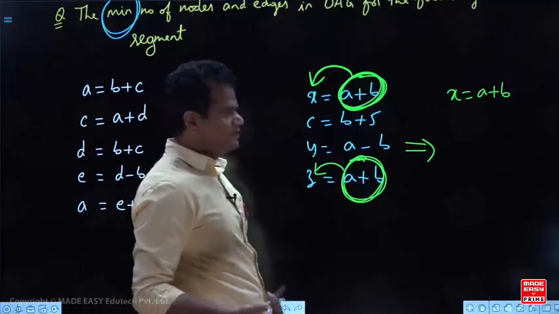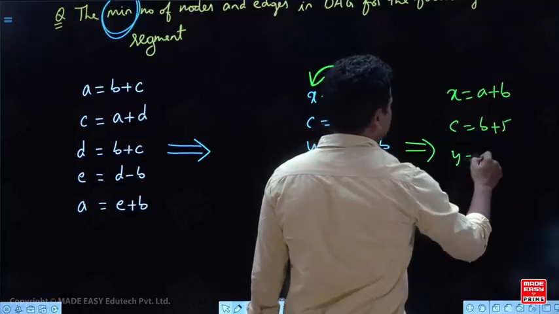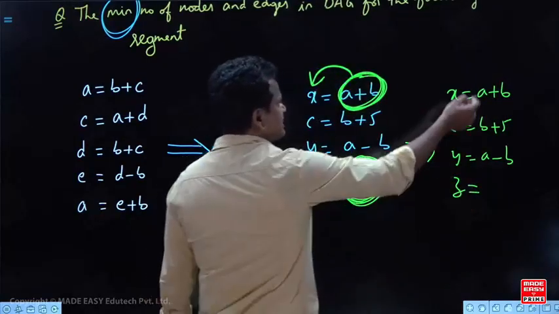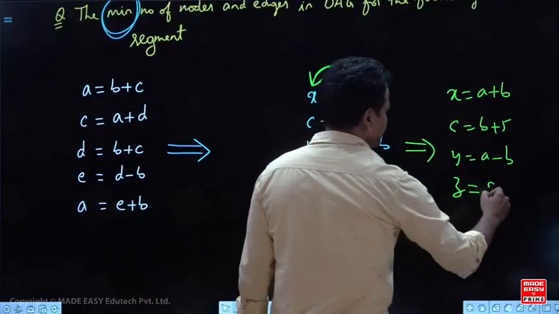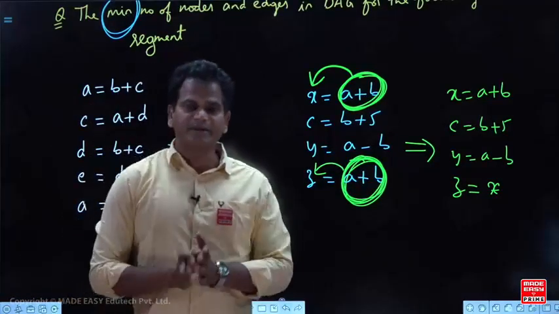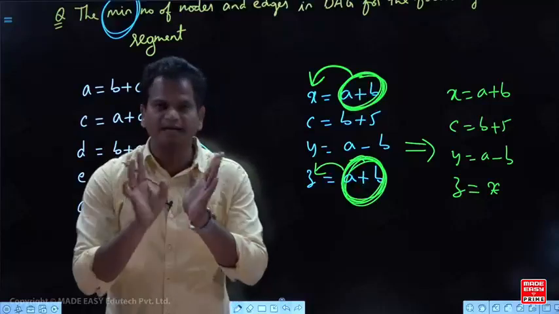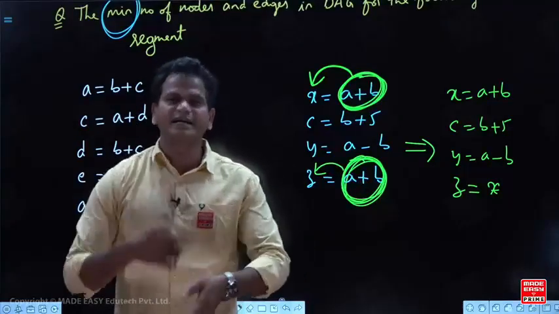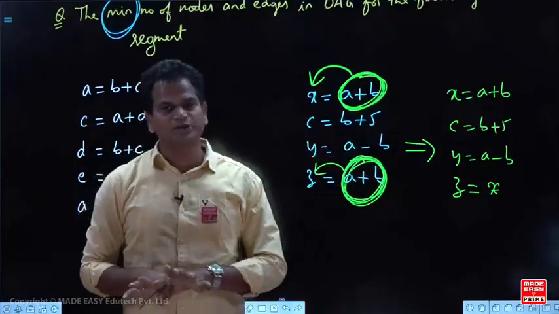Unnecessarily wasting the time. So what we do, c equal to b plus 5, y equal to a minus b and z equal to a plus b. A plus b is available in x. We do like this. A plus B is available in X, and this is called common sub-expression elimination. That means if an expression is once evaluated, computed, and the same expression comes again and again, instead of evaluating every time, we will make use of the value we have already evaluated.